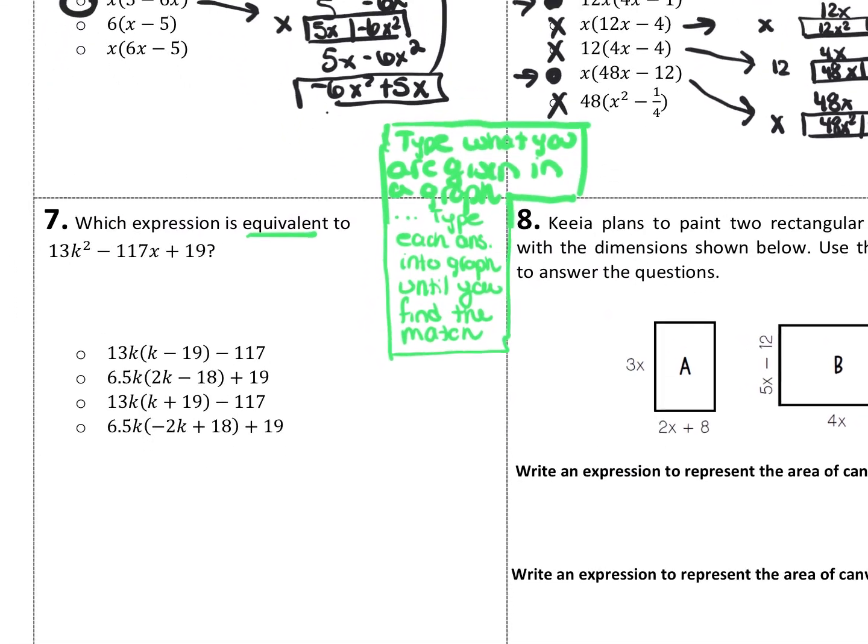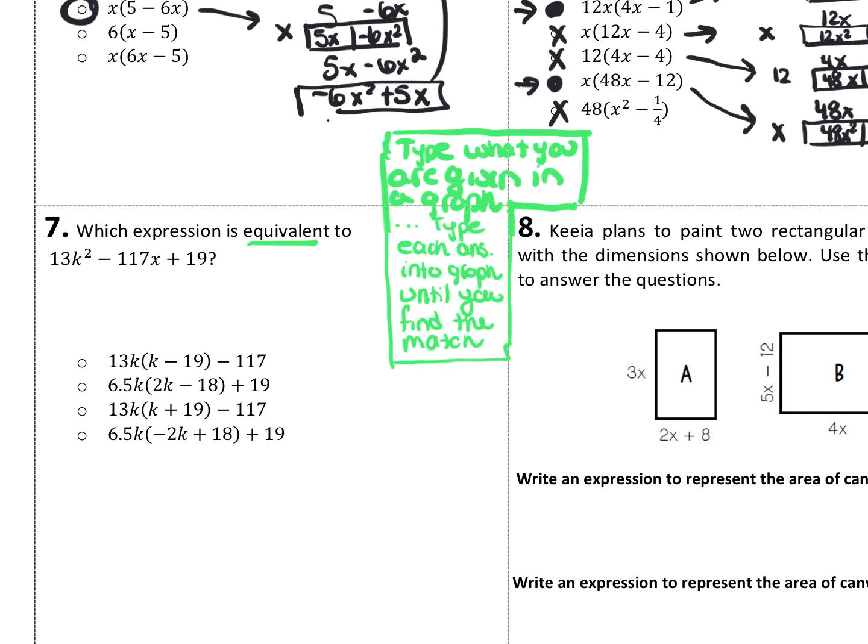Number 7, we're going to do this again, and we're going to find the one that's equivalent. The only difference in number 7 is I have this minus thing at the end that I'm going to have to deal with every time. So you can distribute this across if you want, or you can draw your box. Either way will work.